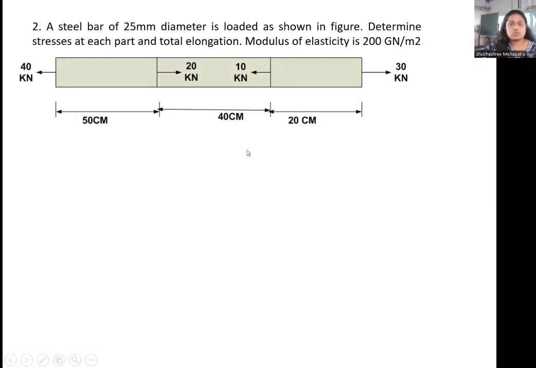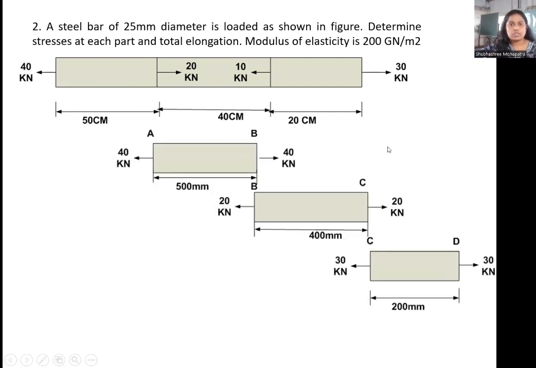Okay, so as I have already told, we have to separate each segment and balance the forces. Here you can see A, B, C, D; you have to name each section. A to B is the first section, B to C the second section, C to D the third section. At A, we have 40 kilonewton. At B, we also have to give 40 kilonewton for the equilibrium.